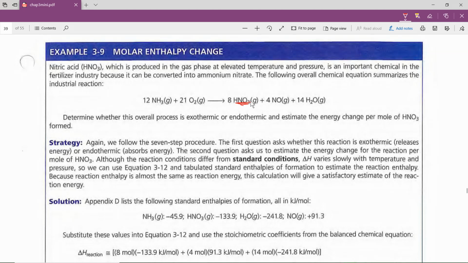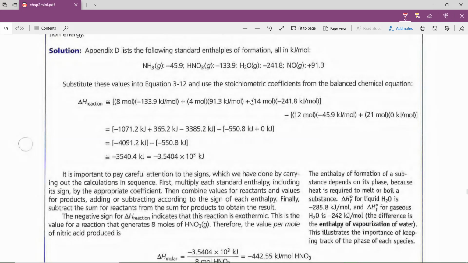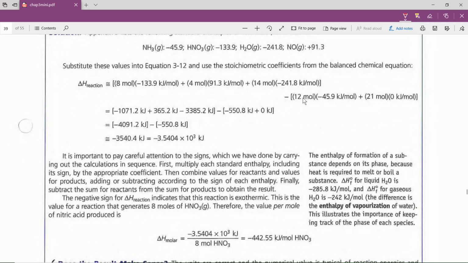So let's go through here. 8 plus 4 plus 14 minus 12 plus 21 is minus 3.5 by 10 to the 3 kilojoules, or minus 3540 kilojoules. And this is exothermic. Important to pay attention to the signs. Okay. And then you got to divide by 8 because they wanted it per mole of nitric acid.